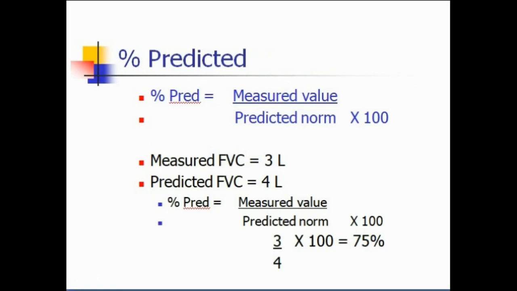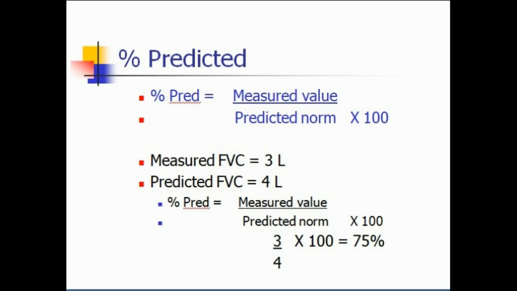So when you look at a pulmonary function report, you're going to see a column that says percent predicted. That's an easier method of identifying the amount of dysfunction or the lack of dysfunction, depending on if the patient is normal or abnormal. To get this percent predicted, it's simply dividing the measured value by the predicted value and multiplying that by 100.